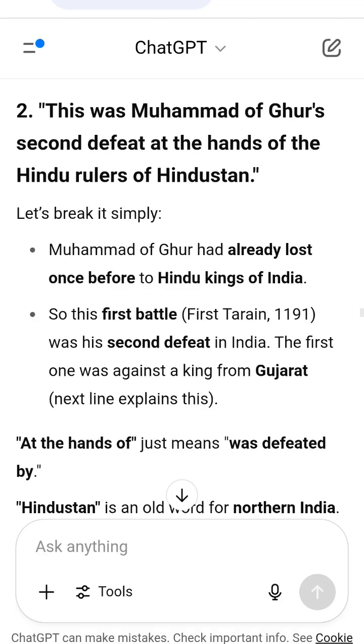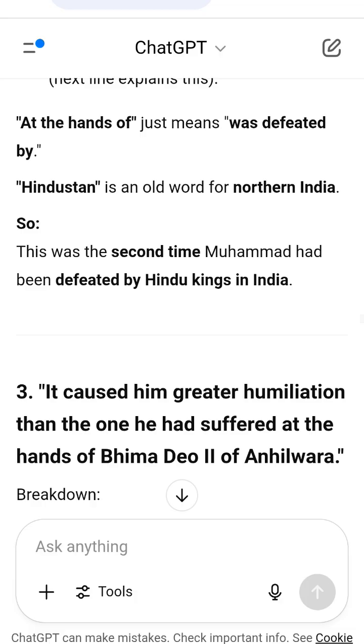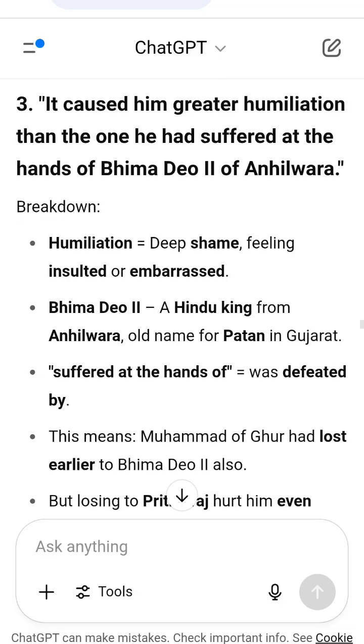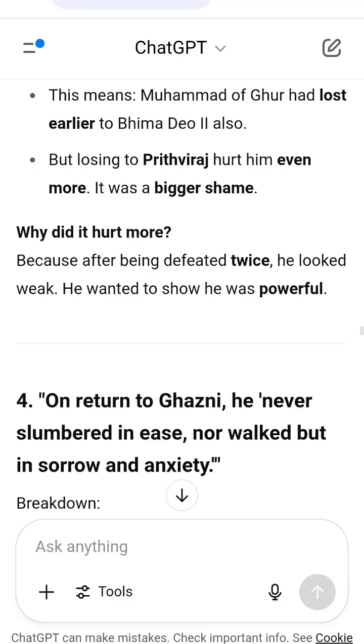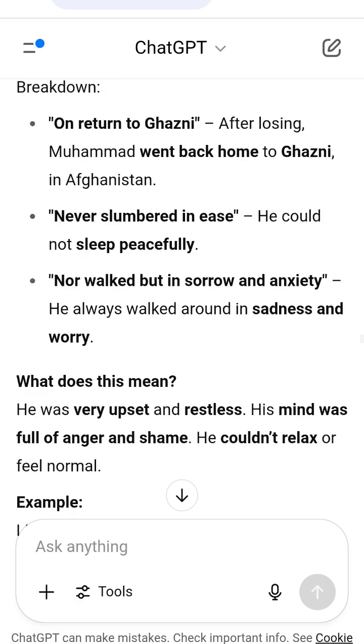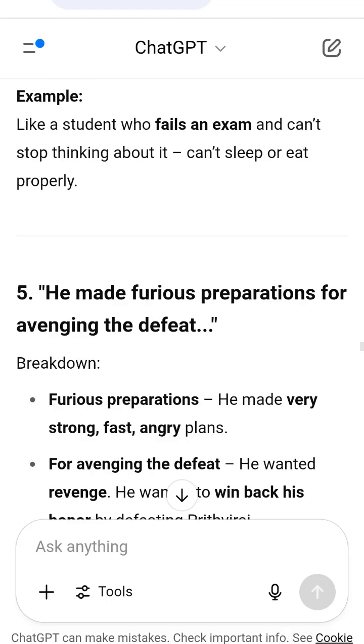After losing, Muhammad went back to his capital, Ghazni, in today's Afghanistan. He was deeply humiliated. He couldn't sleep peacefully or even feel happy, like a student who failed badly and kept thinking about it all the time. He decided to take revenge. He prepared a very large and strong army with 120,000 selected cavalry, horse riders. These were his best soldiers.